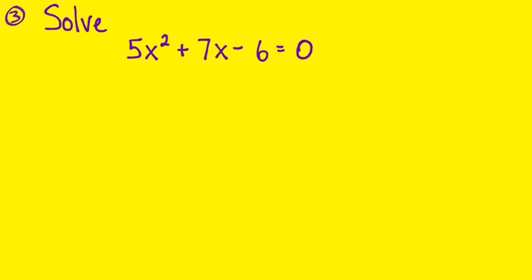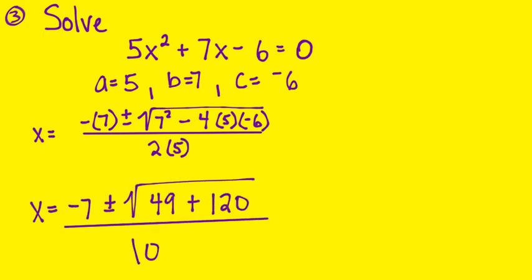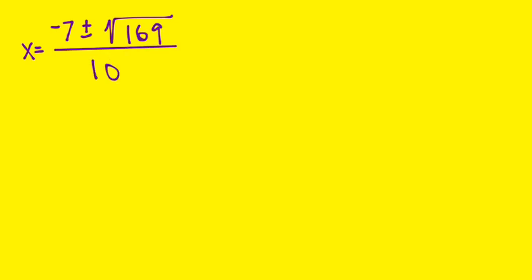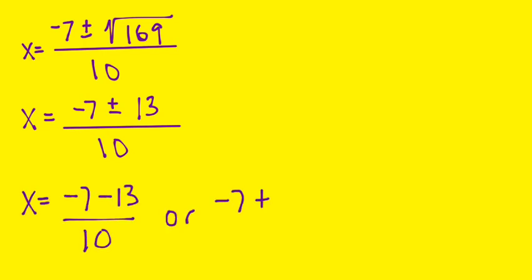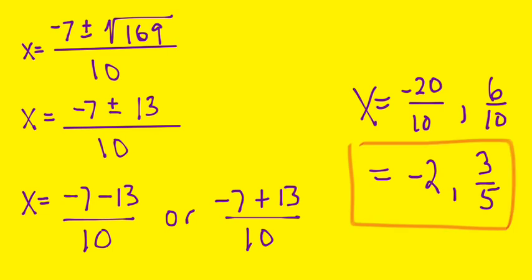Go ahead and try this one. Pause the video and then we'll check it. So my A value is 5, my B value is 7, my C value is -6. When I plug it into my quadratic formula, I should get the square root of 169, which is 13. So I get -7 plus 13 divided by 10, and -7 minus 13 divided by 10. Or -20 divided by 10, and 6 divided by 10. So -2 and 3/5.